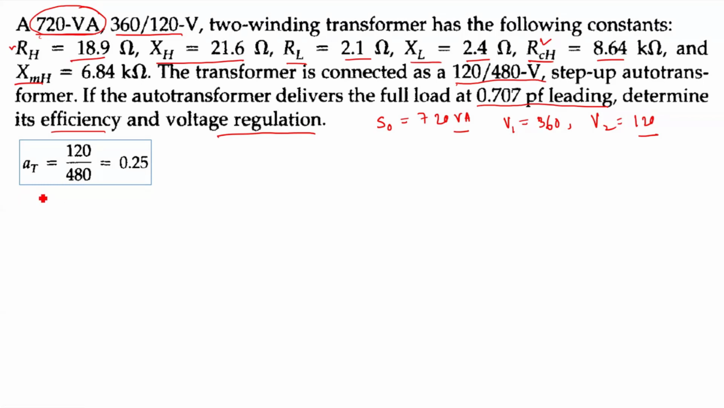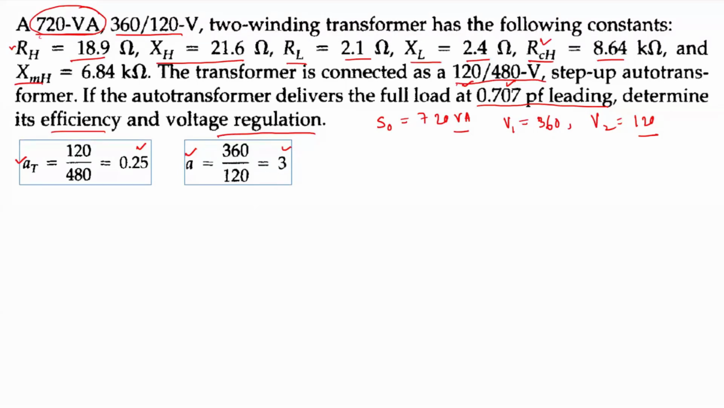So the transformation ratio of the autotransformer will be 120 by 480, right? The ratio of the primary side and secondary side voltage, that will give me 0.25. Now, the transformation ratio of the two winding transformer will be V1 by V2. This will be 360 by 120, that will be equal to 3.